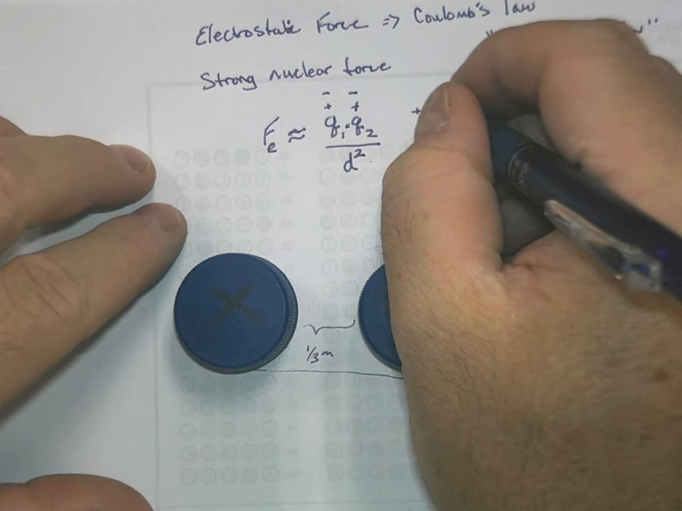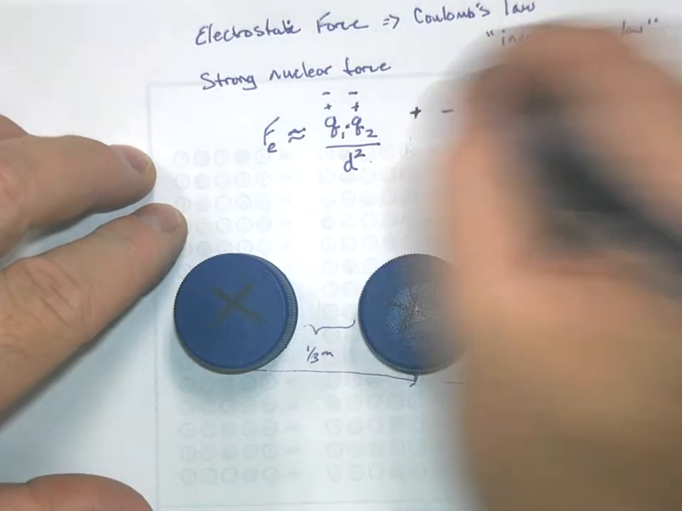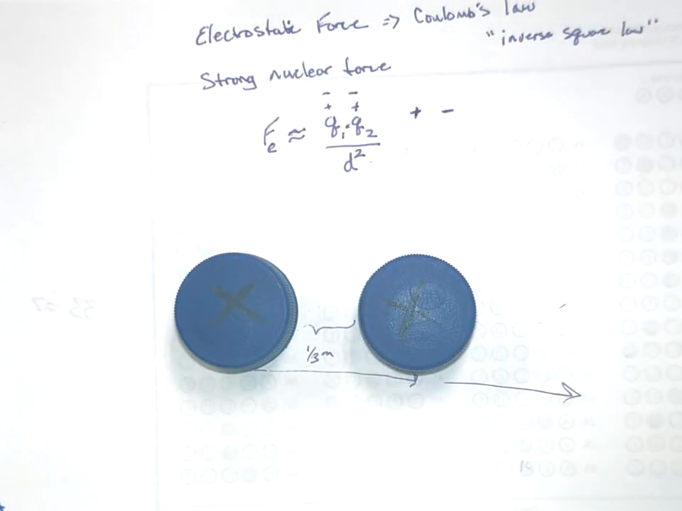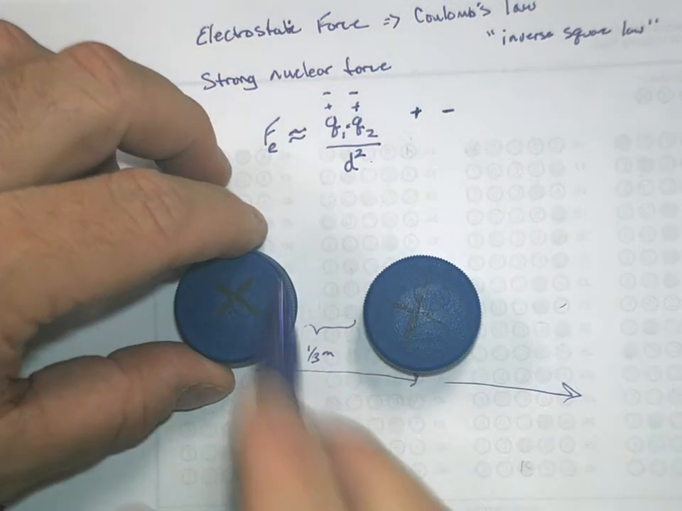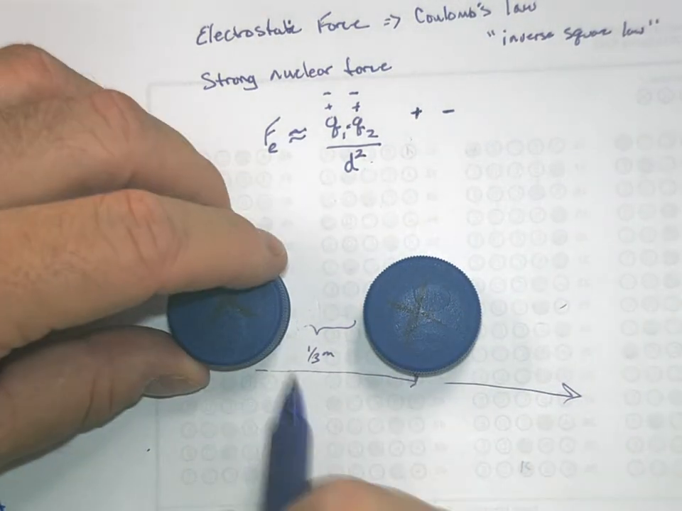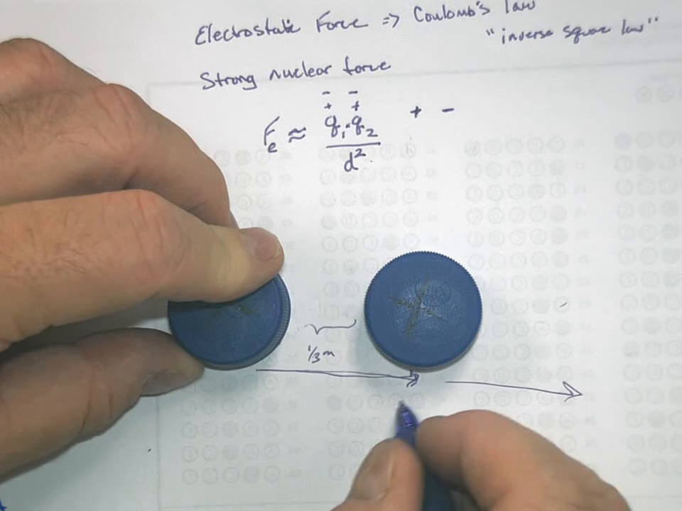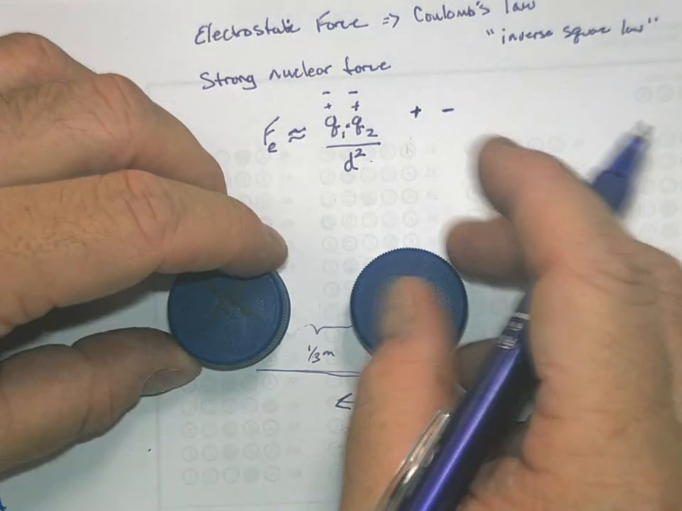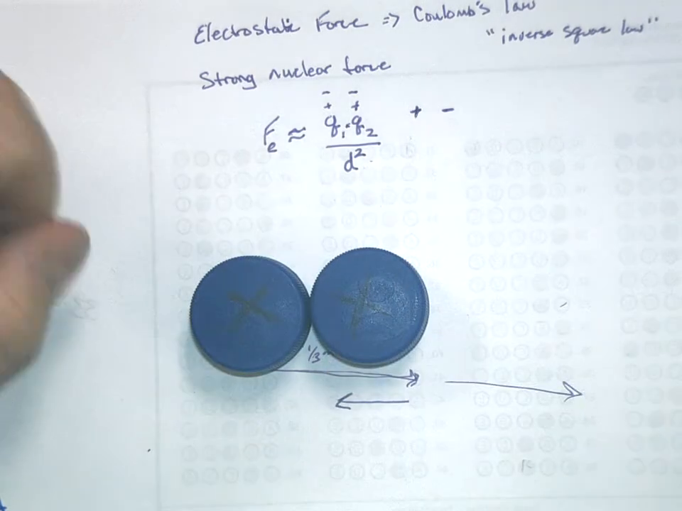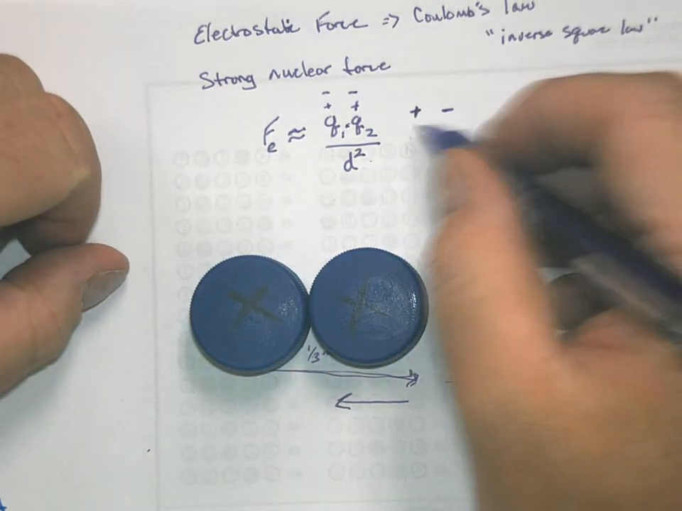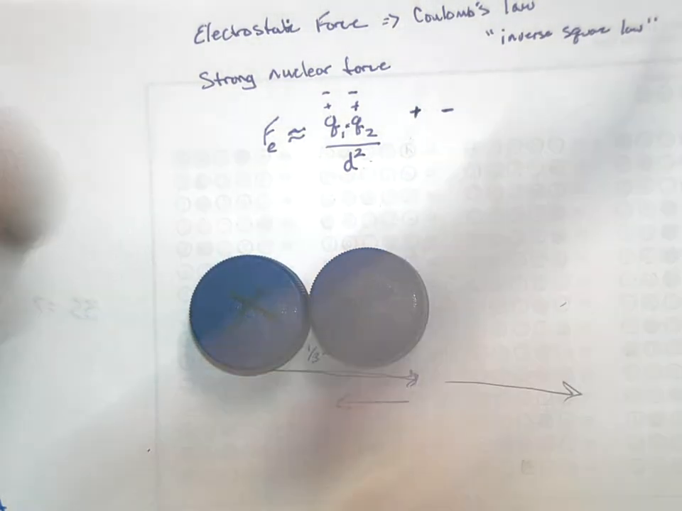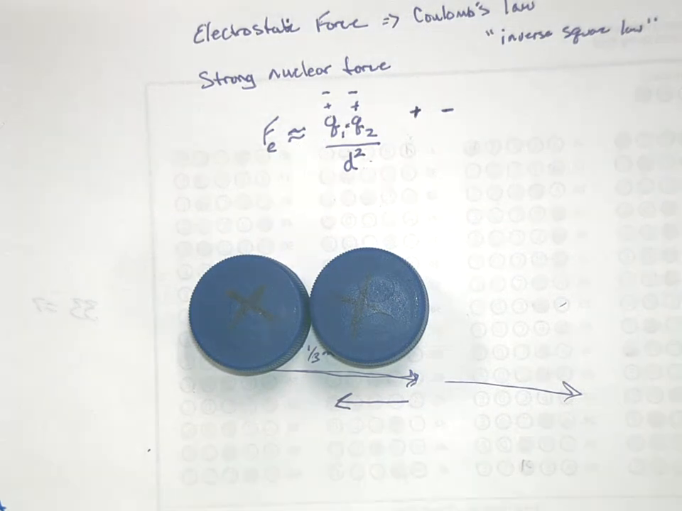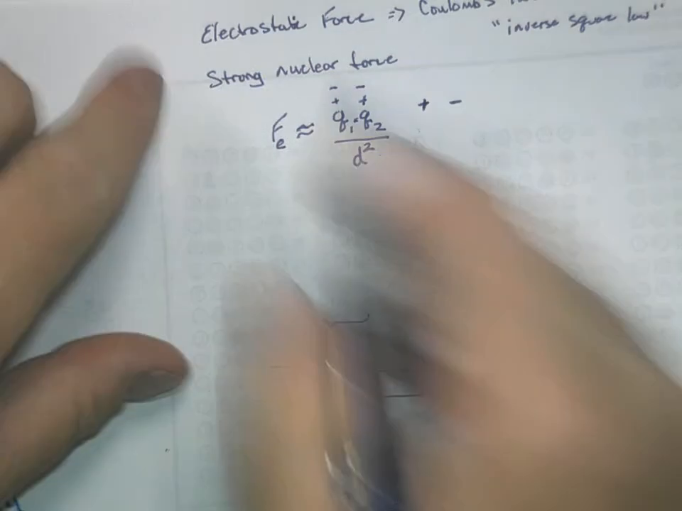But if we have opposites, what's a positive times a negative? Negative. So that means that the force on this guy is actually in this direction, which means it is attractive. So opposite charges attract, and that's the math behind opposites attract and like charges repel, right? This is the reason. It's this Coulomb's force.